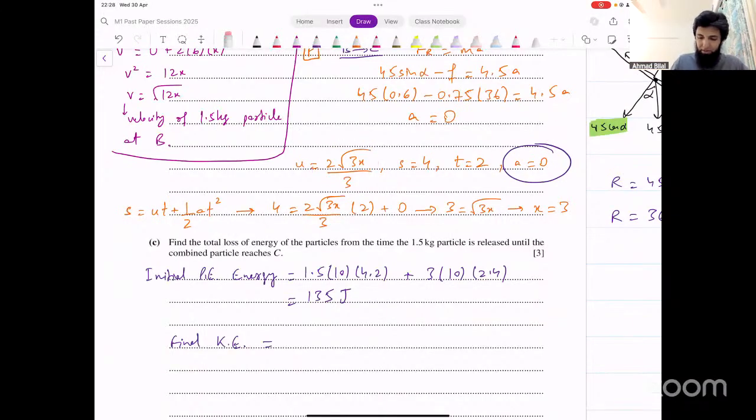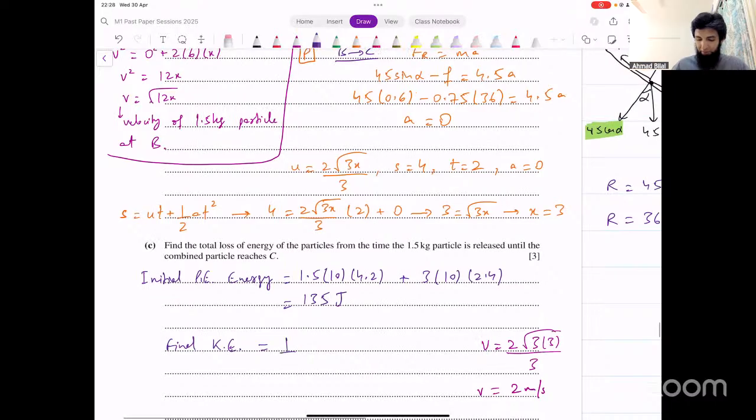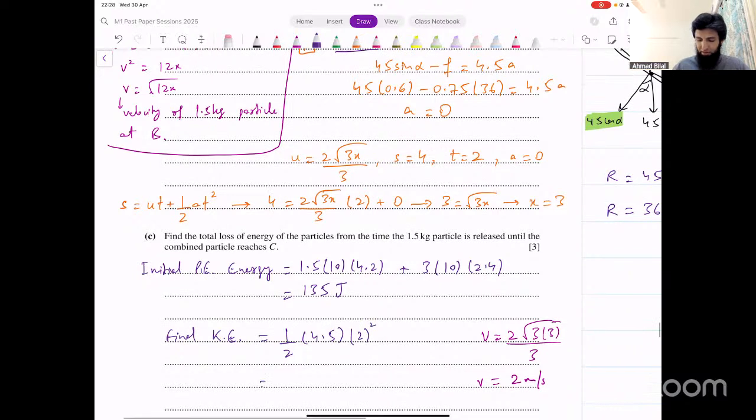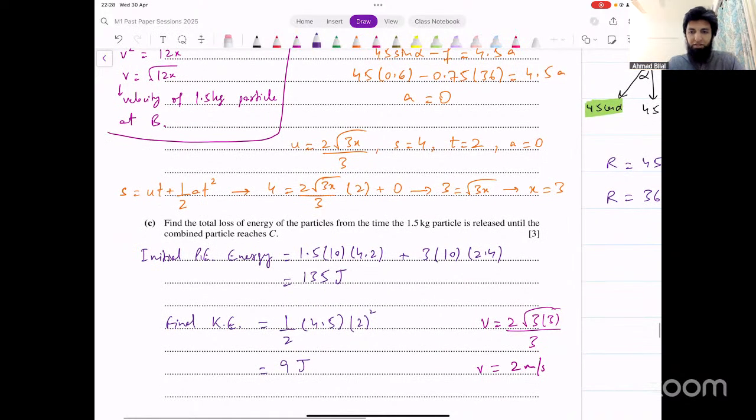So you can say the final velocity would be 2 under root 3 times x is 3, divided by 3. And that will give you some value. That's 2. Right? That's the velocity at the bottom. Half m v squared: the combined particle has a mass of 4.5, into the speed 2 squared. And that will give us 9 joules. That's the final kinetic energy. There's no potential energy at the end.